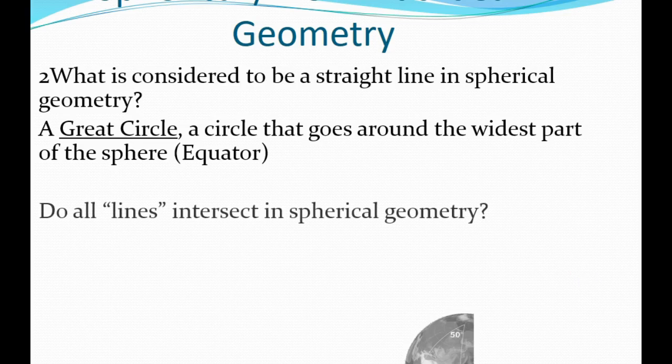So, if I had 2 great circles that were perpendicular, and I have an example right here on my ball, that's a right angle. That's perpendicular. Do these lines intersect? Perpendicular lines do, but also parallel lines, which is weird.